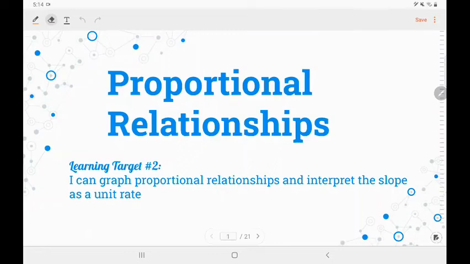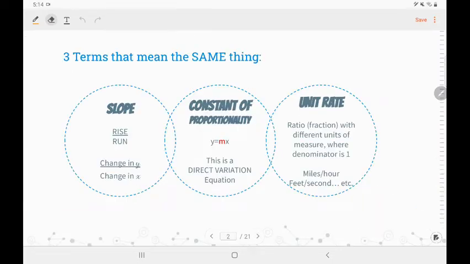Today we're going to be talking about proportional relationships. The first thing I'd like to discuss is that slope, constant of proportionality, and unit rate all mean the same thing. They all have the same meaning.